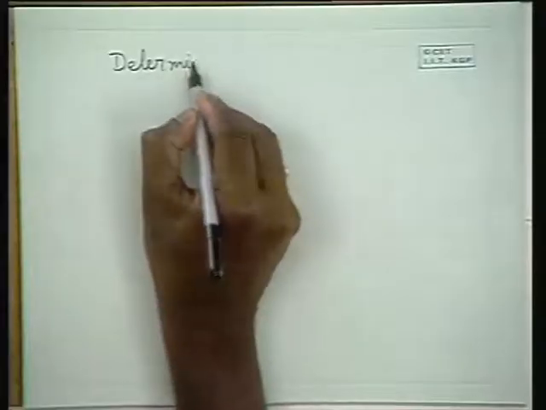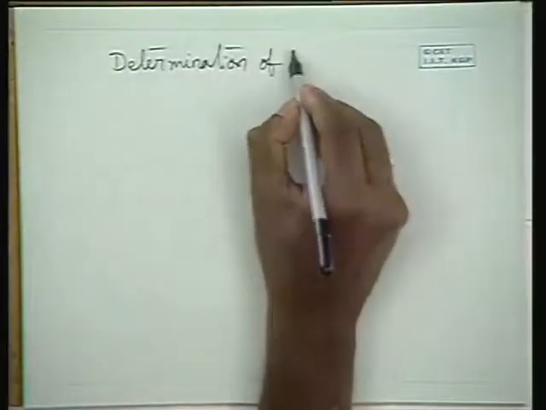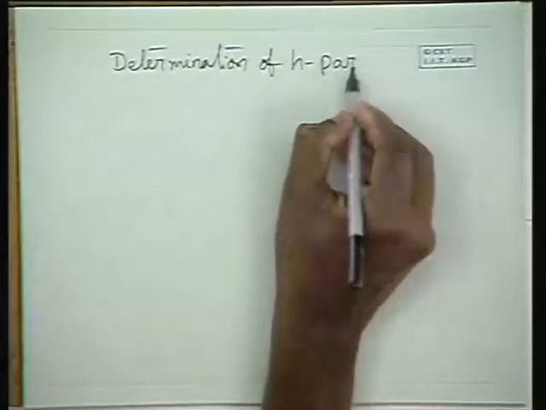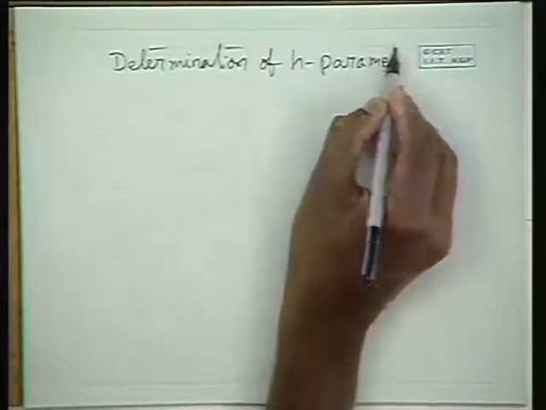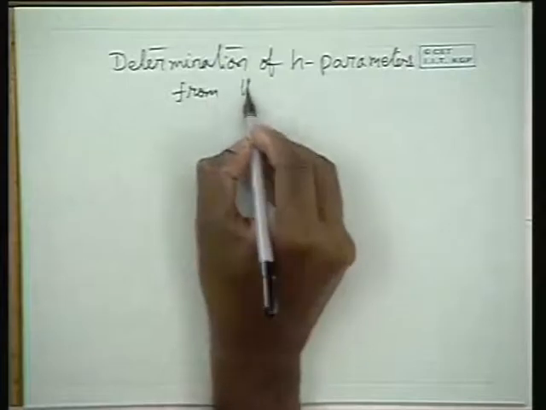Now the question is, given the characteristics alone, can you determine the parameters? And the answer is yes, and this is how you can determine the parameters from the characteristics. So, determination of H parameters from the characteristics.